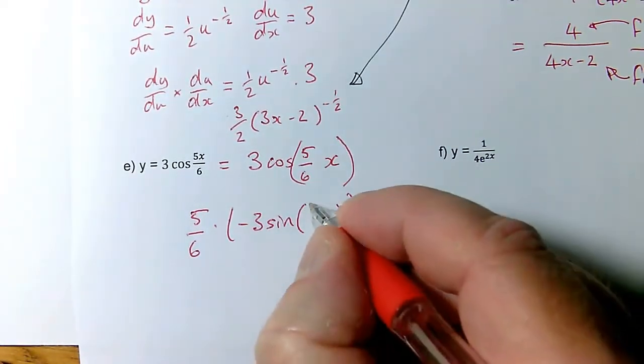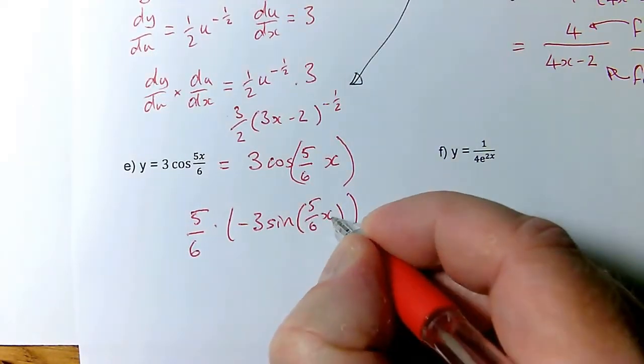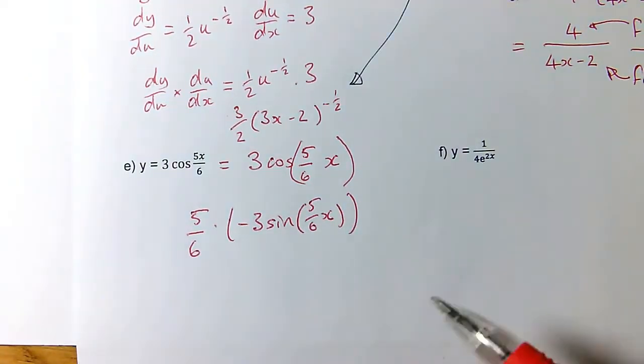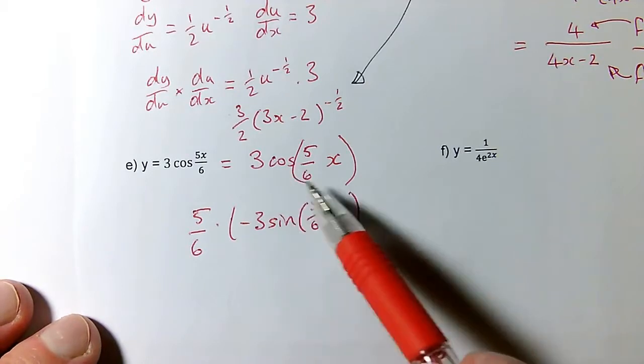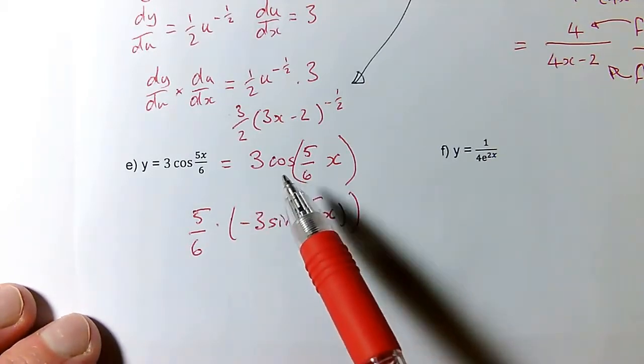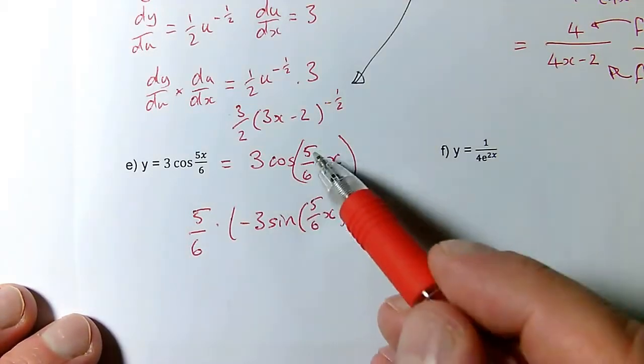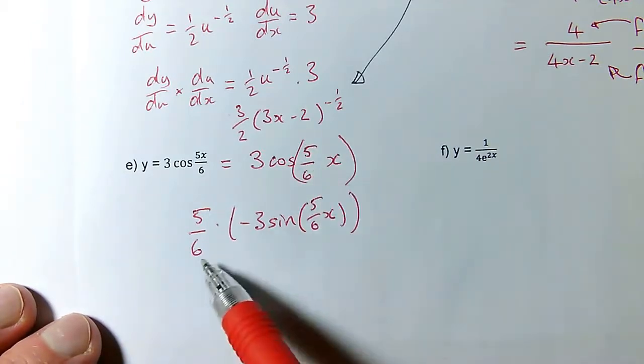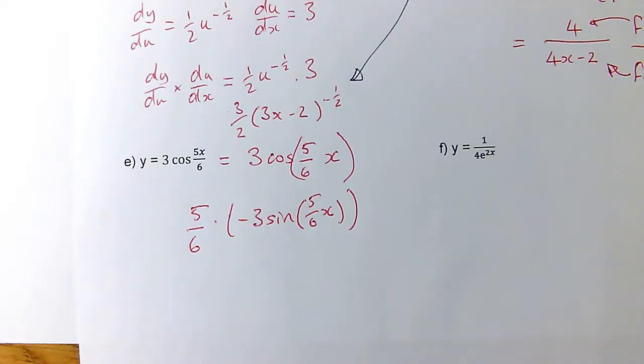Okay, what's in the bracket? 5/6 x. So if you look at what we've done, it's exactly what we would have done if we'd just had 3 cos x, except because there was a 5/6 in front of the x, we've got an extra factor of 5/6 popping out. And that gives us a rule for differentiating sine or cos of a constant times x.